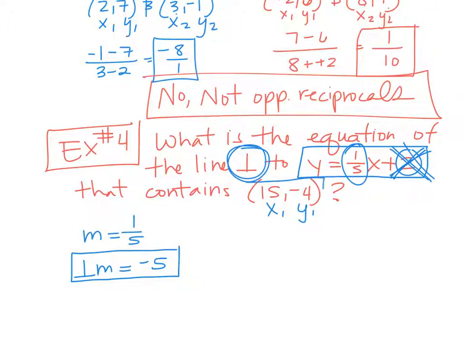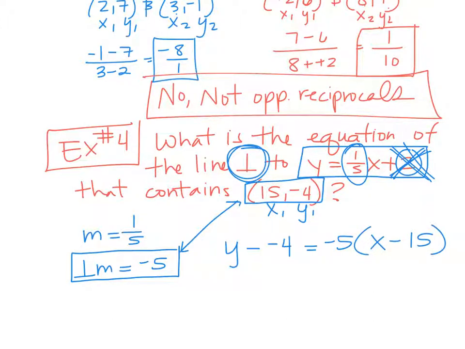And then we're going to use this point and take those two things and put them into point slope form. So it's going to be y minus my y1 value, so y minus a -4 equals my new slope, which is -5, times x minus my x1 value, which is 15. And then you just simplify that as best you can, but leave it in this form. You don't need to put it into slope-intercept right now. So minus a negative becomes plus a positive, so it would be y plus 4 equals -5 times x minus 15.